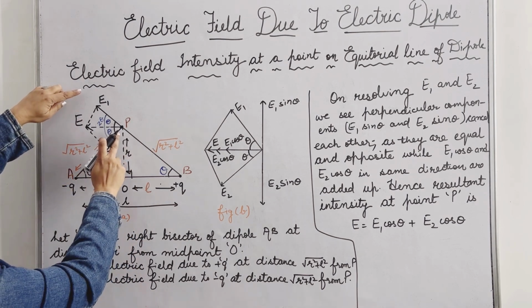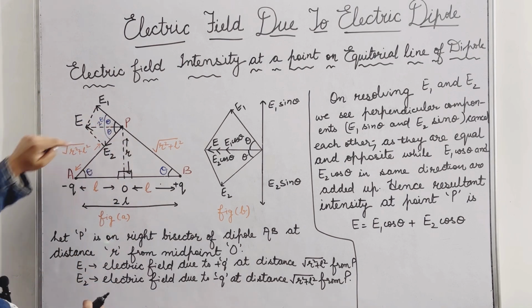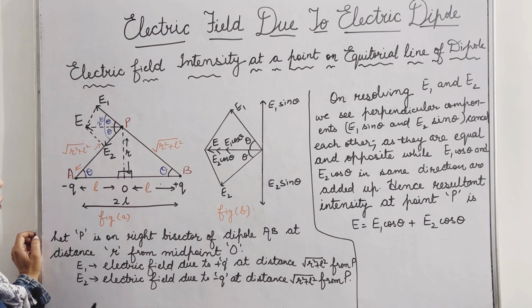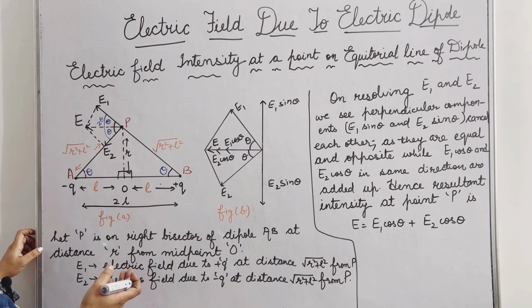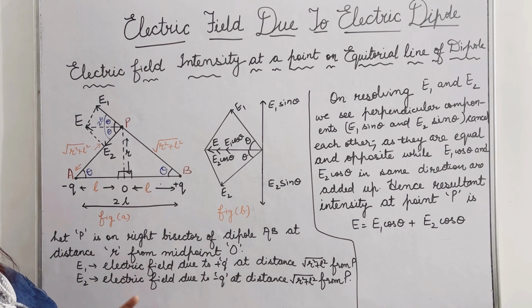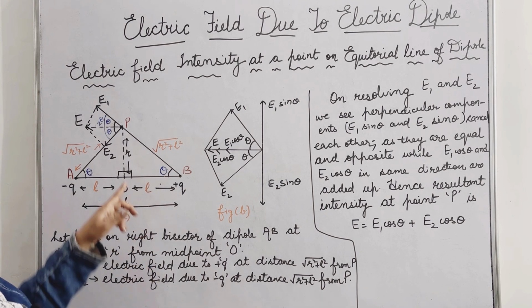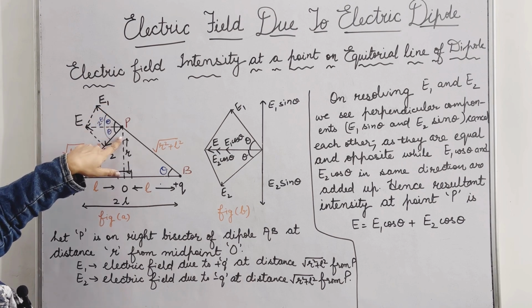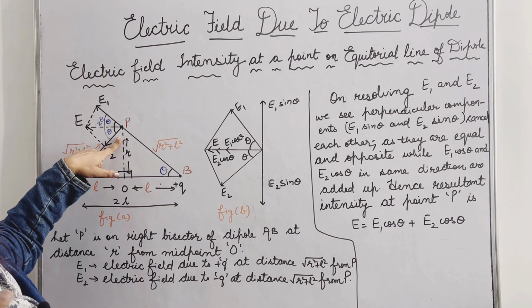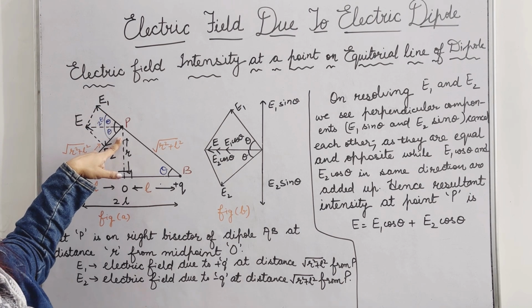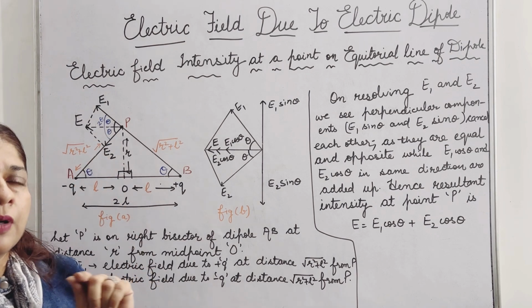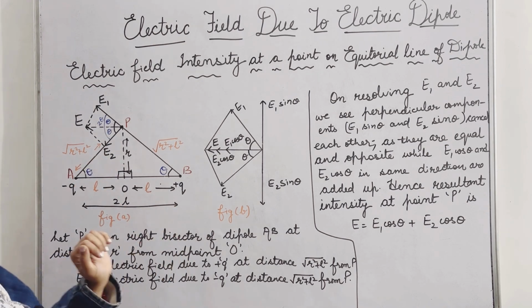So if you look at this point P, E1 and E2 can be taken as the two arms of a parallelogram, and in vector addition we have learned that if there are two sides of a parallelogram, then the resultant of those two will be given by the diagonal of that parallelogram.